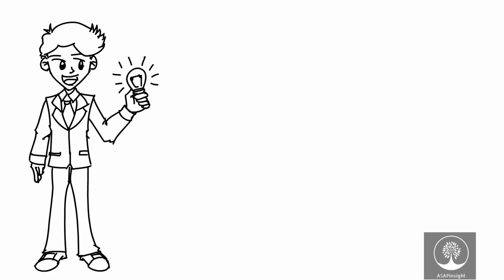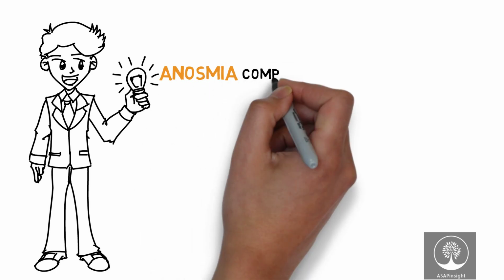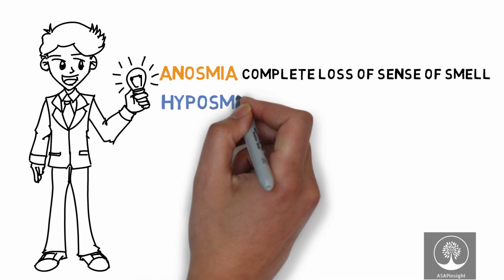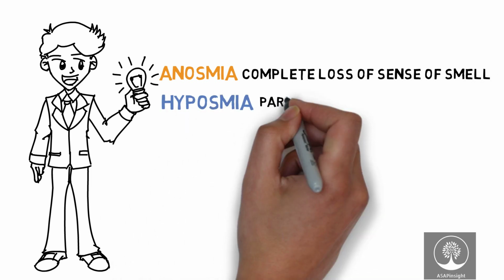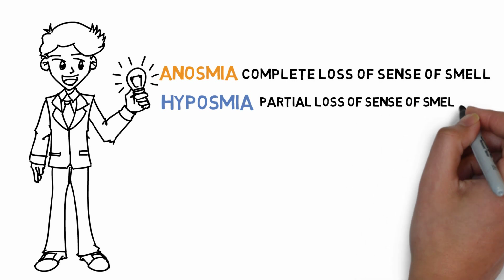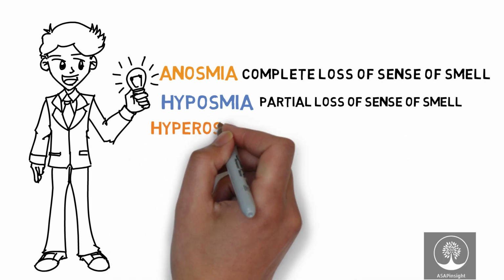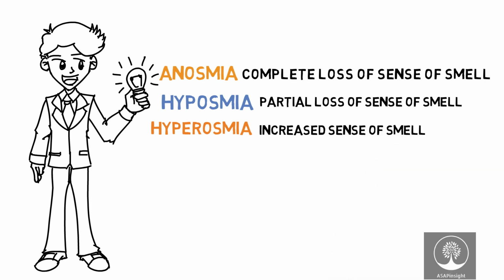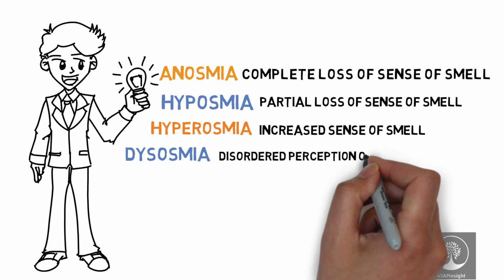Defining these terms. Anosmia. Complete loss of sense of smell. Hyposmia. Partial loss of sense of smell. Hyperosmia. Increased sense of smell. Dysosmia. Disordered perception of smell.